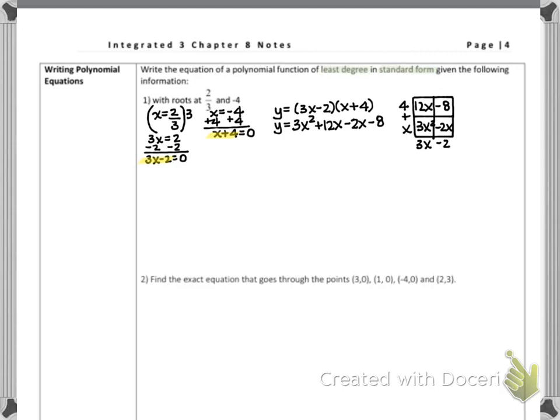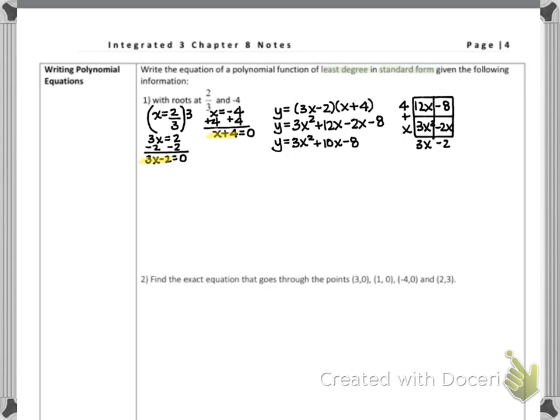So again, the box is just a tool. If you want to use it, go right ahead. If you don't, well, that's totally fine as well. And then go ahead and combine like terms. Let's go ahead and put this in descending order. So I want the squared to come first, then I'm going to put the x second, and then my constant last.